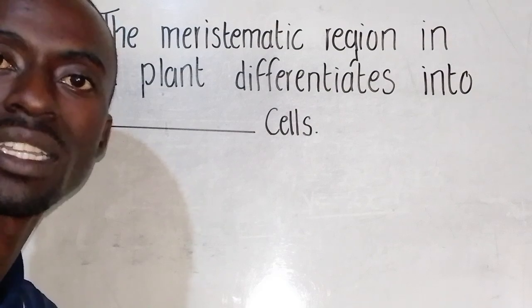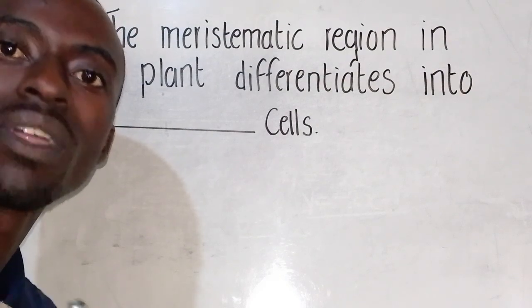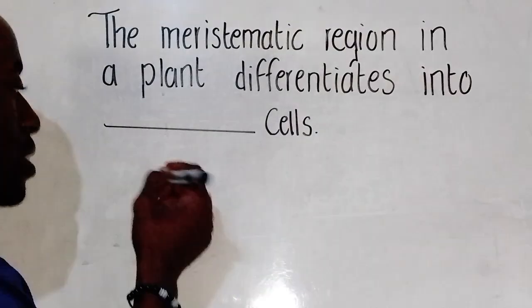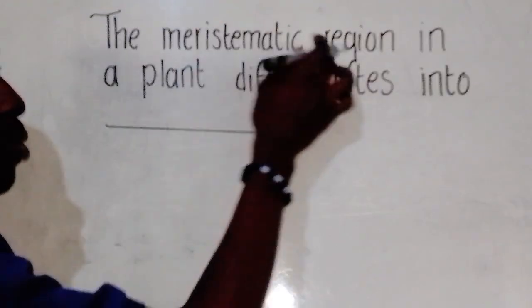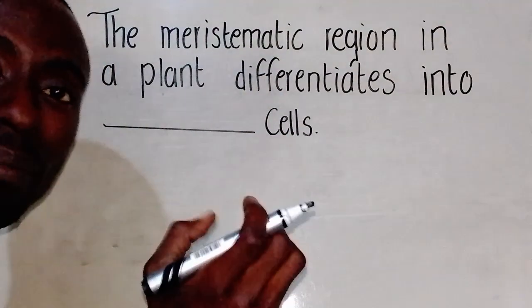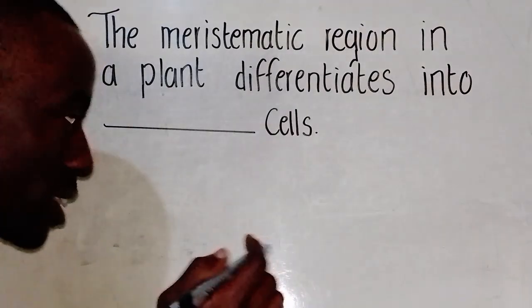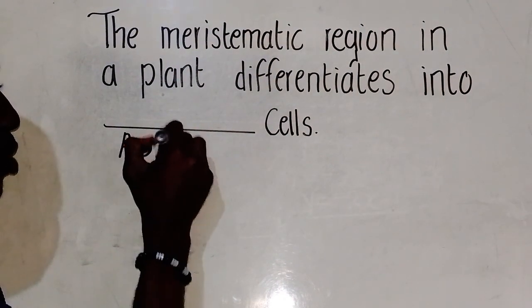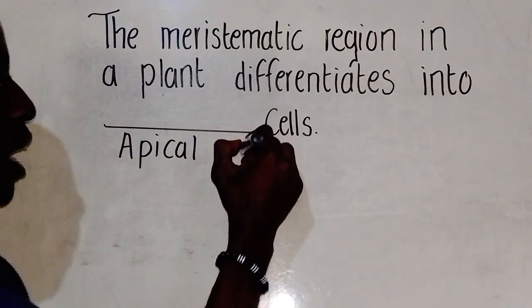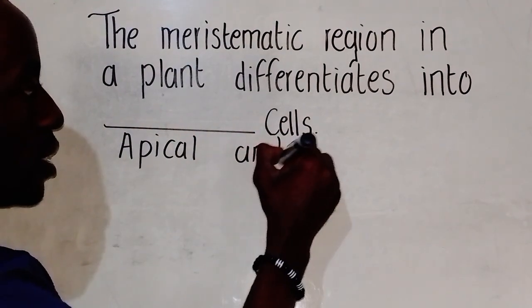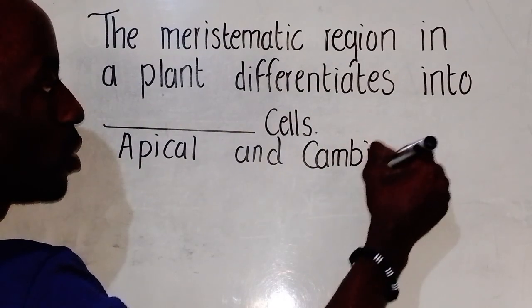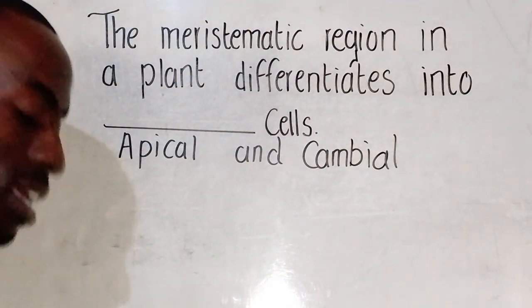a specific function. Now as they grow, there are two types of meristem, meaning regions within a plant. We have what is known as apical, this word apical, and the other is known as the cambial, this word cambial, which is connected with the cambium.